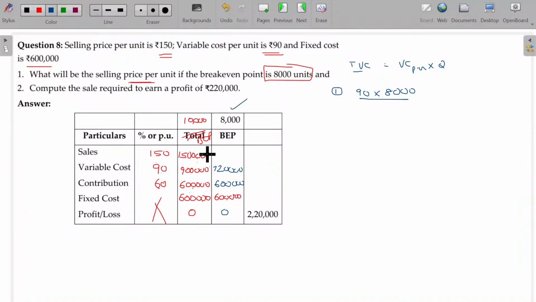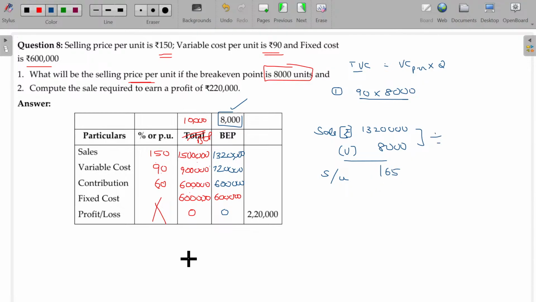7 lakhs 20,000. Then what about the sales? 6 lakhs plus 7 lakhs 20,000 is 13 lakhs 20,000. 13 lakhs 20,000 rupees is the sales in rupees. How many units are there? 8,000. So 8,000 units are sold for 13 lakhs 20,000 rupees, and sales per unit being how much? 165. If you fix the sale price at 165, by selling 8,000 units itself, we can attain the BEP.